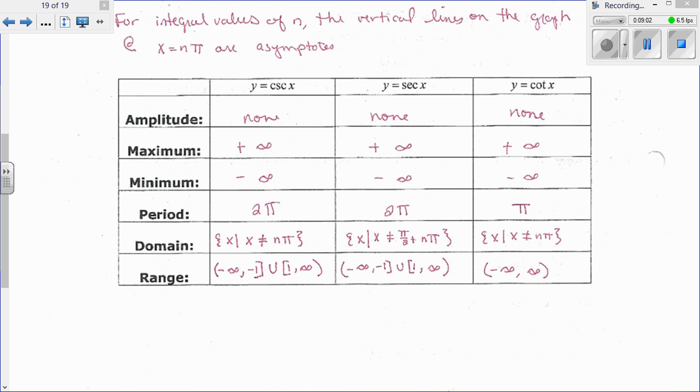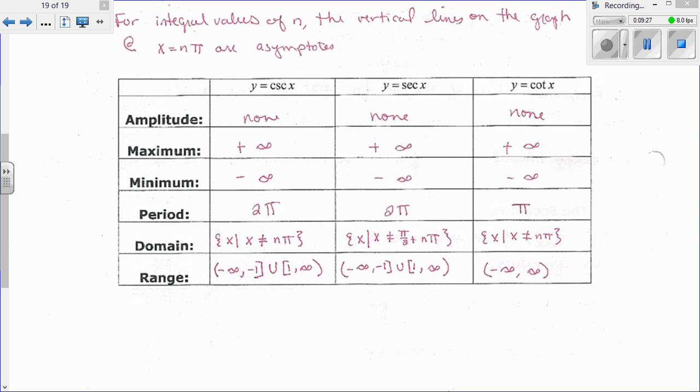So let's look at our little chart here. None of these graphs we have to worry about the amplitude. It's not like when we're doing just a sine or a cosine curve, we have to worry about the amplitude. Don't have to worry about an amplitude here. Our maximum values for cosecant and secant are both positive infinity, and same thing for cotangent, positive infinity. Our minimum is negative infinity for everything.